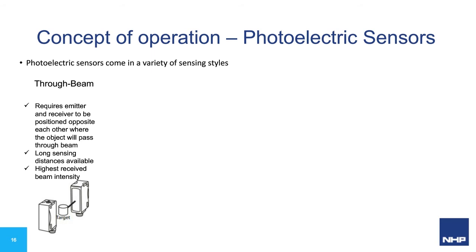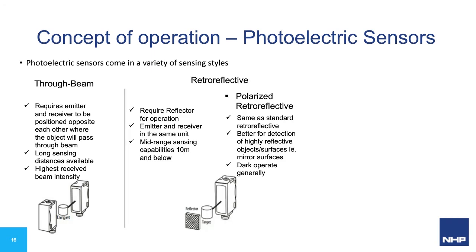Next we have retroreflective. Now these sensors have both the emitter and receiver inside the same device, and they operate by emitting light, which when used in conjunction with a reflector allows the light to be reflected back and received. So this is used in spaces where a second receiver on the opposite side cannot be placed. Now they can be broken down into standard retroreflective and polarized retroreflective.